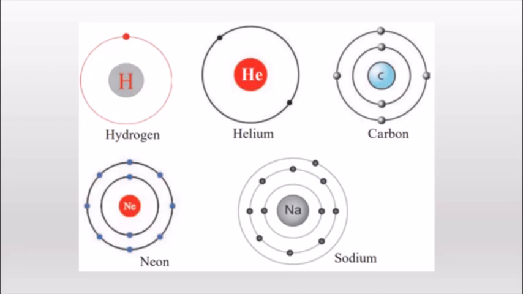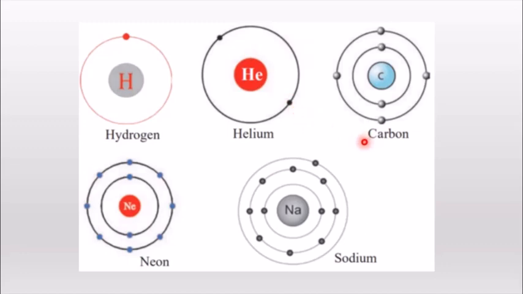The energy of electrons in the first shell, the K shell, is the lowest. The energy of electrons increases in the next shell, increases again in the third shell, and again in the fourth shell. Now let's look at a few elements. First is hydrogen. Hydrogen has only one electron, so we put only one electron in the first shell. Next is helium. Helium has two electrons, so we put two electrons in the first shell.